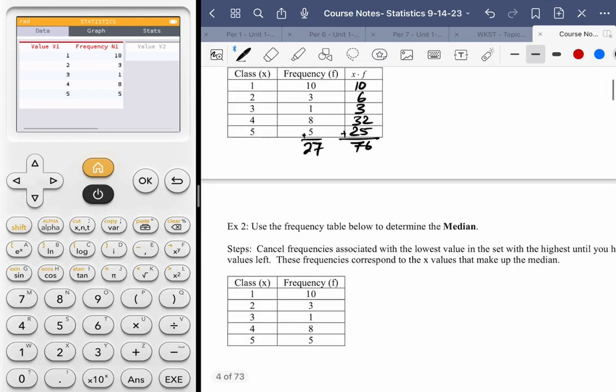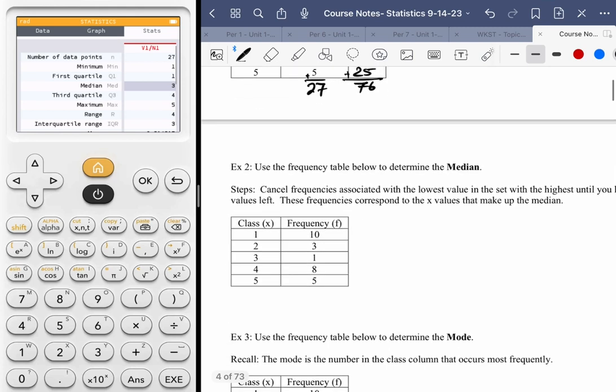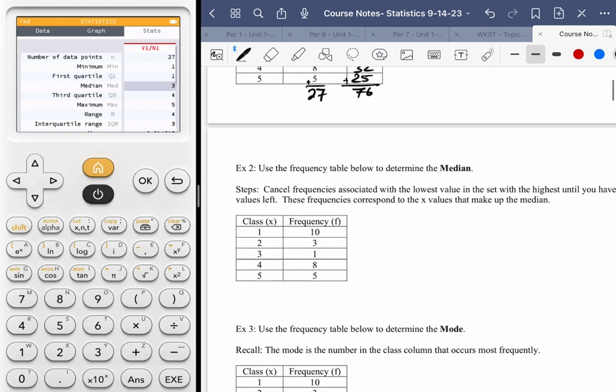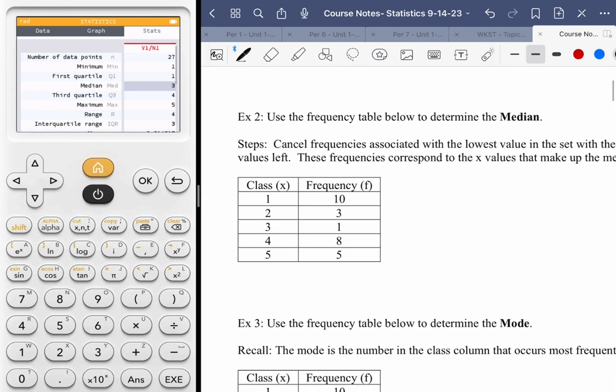All right. You could also use it to find the median. The median here is going to be 3, but I just wanted to take a minute and talk to you about how you do it by hand. So what we do, there's actually a couple of different ways to do it. Cancel frequencies associated with the lowest value in the set with the highest until you come against 1 or 2 values remaining. Those make up the median.